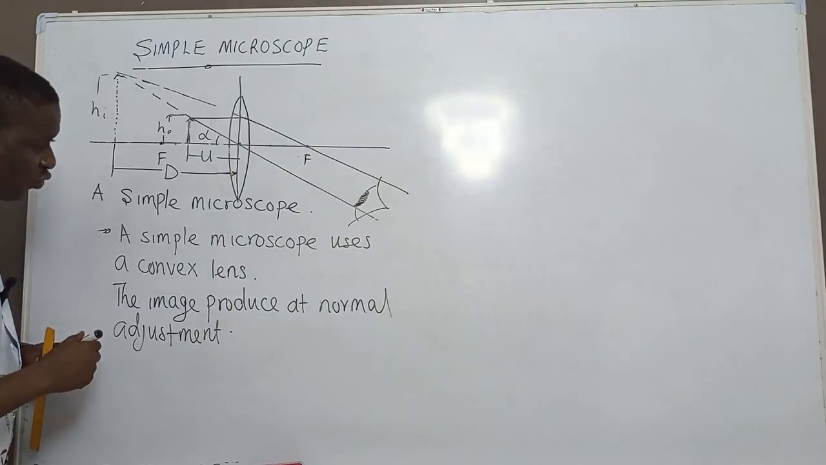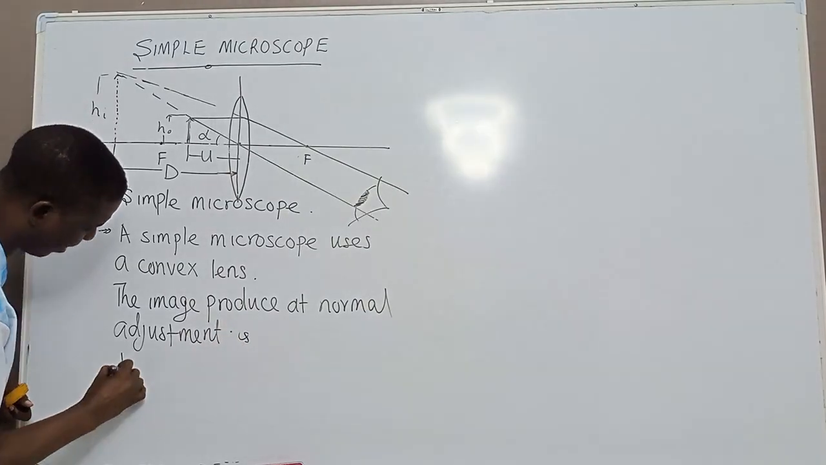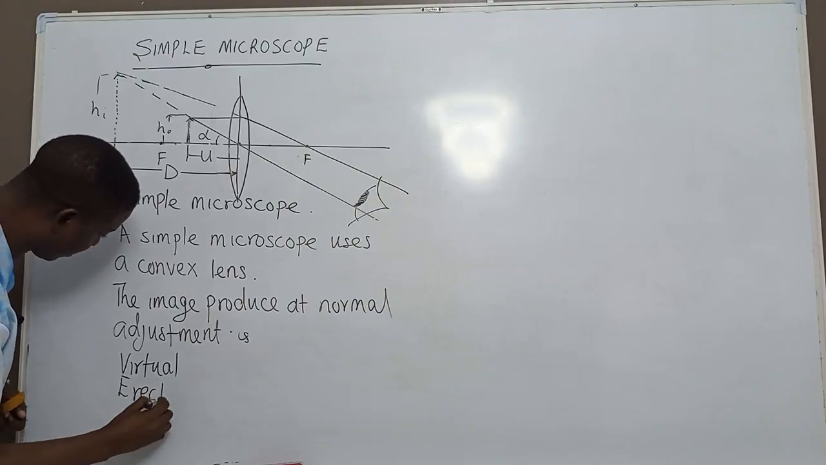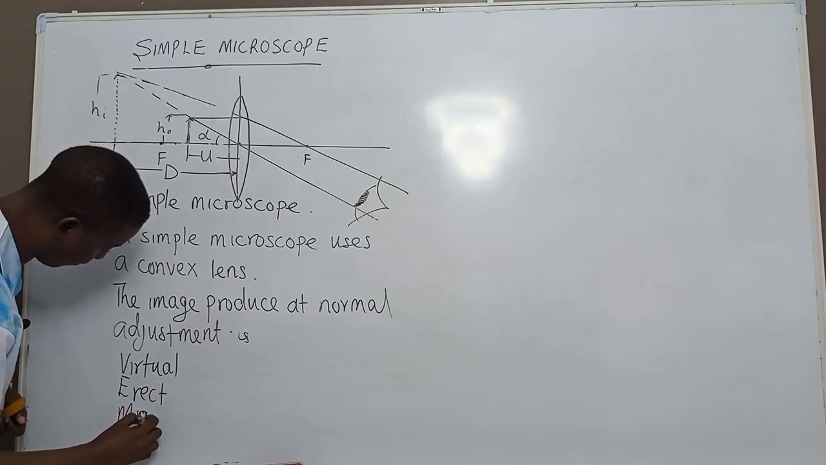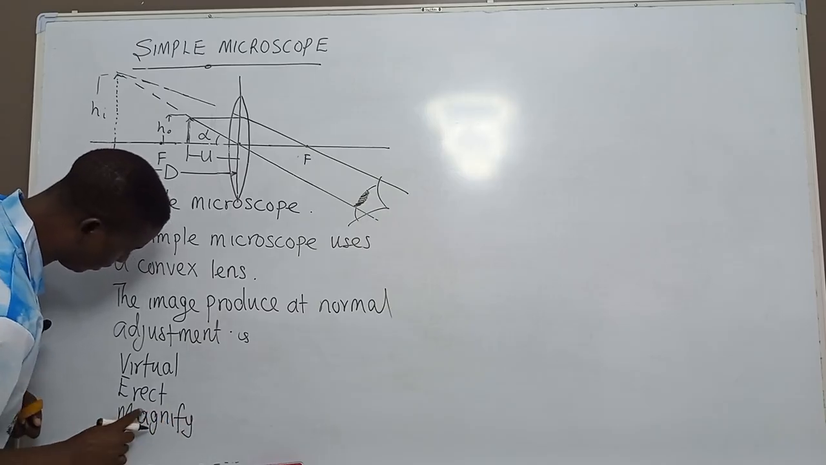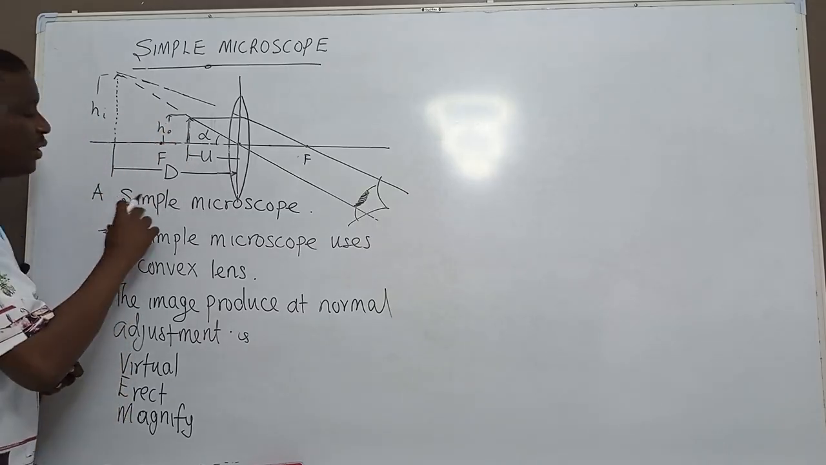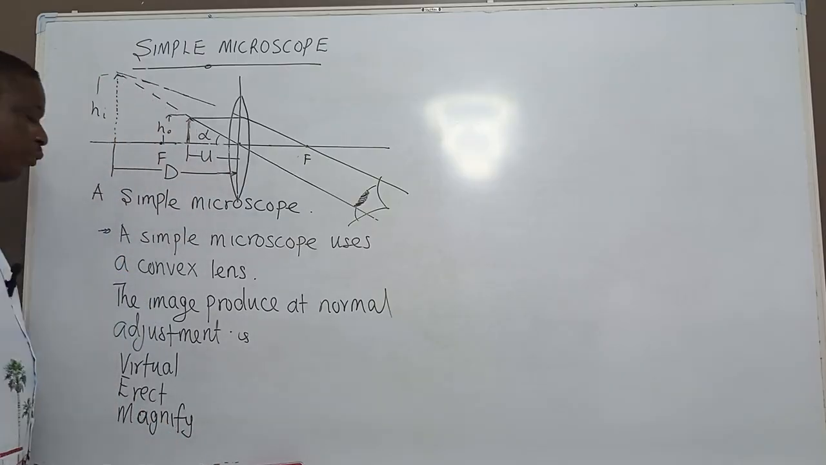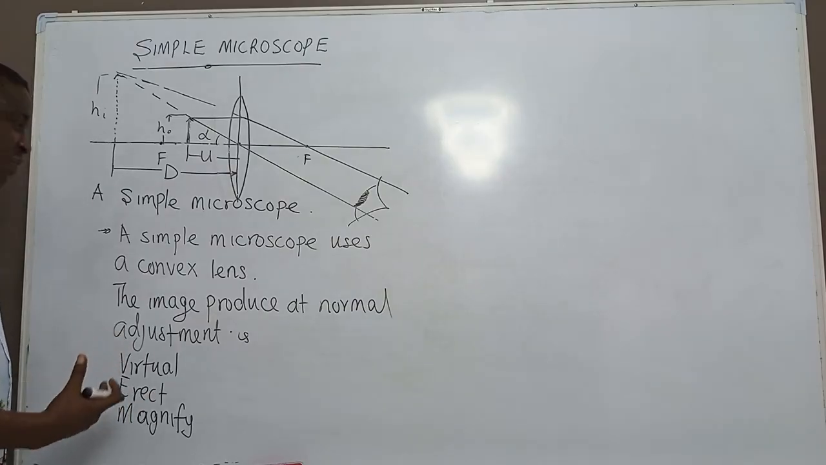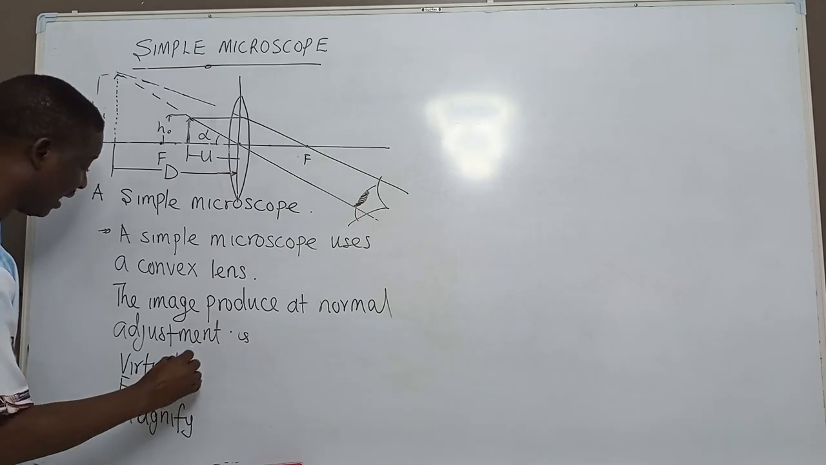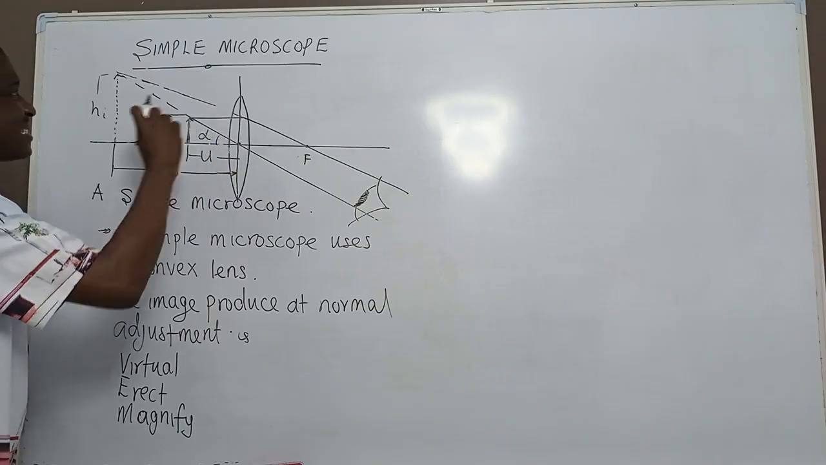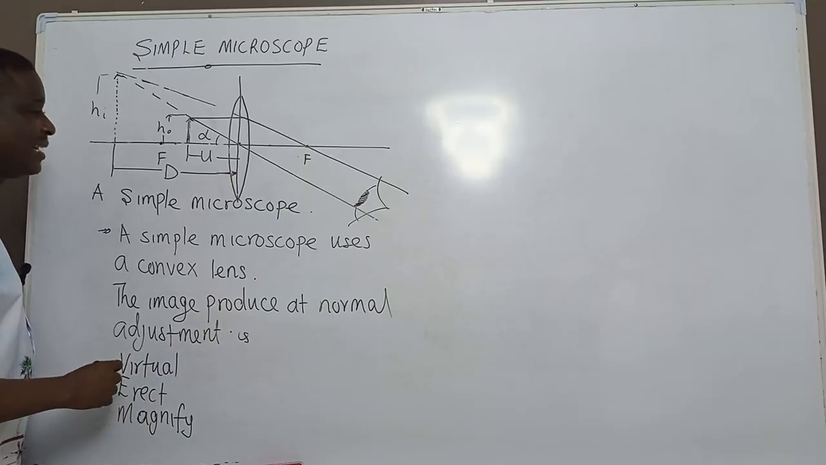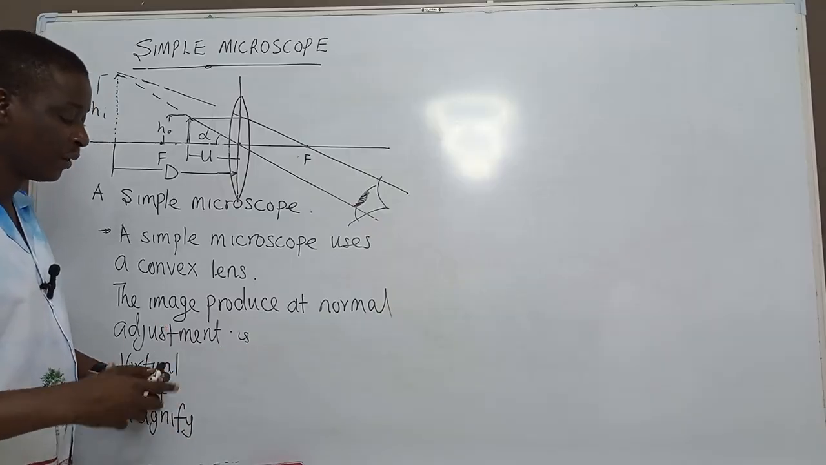The image produced at normal adjustment is virtual, erect, and magnified. That is even the reason why we call a simple microscope a magnifying glass, because they produce a magnified image. So the image that is formed by a simple microscope is virtual, erect, and magnified, when the object is placed within the focus.